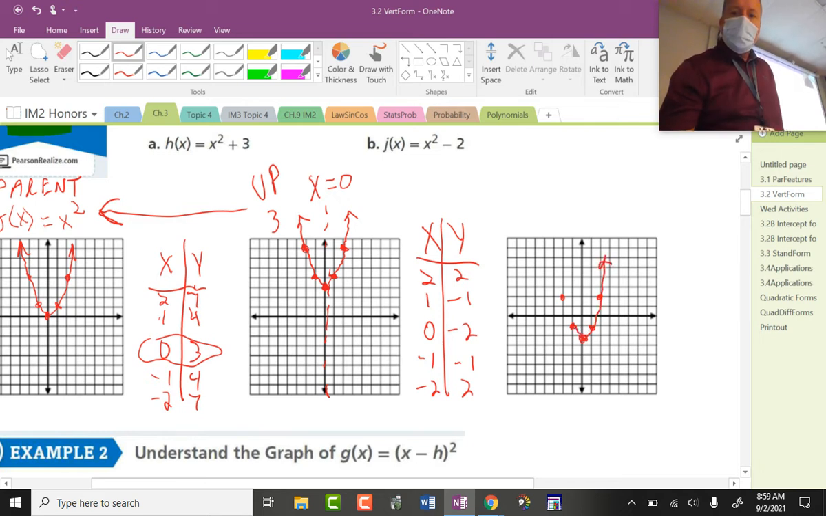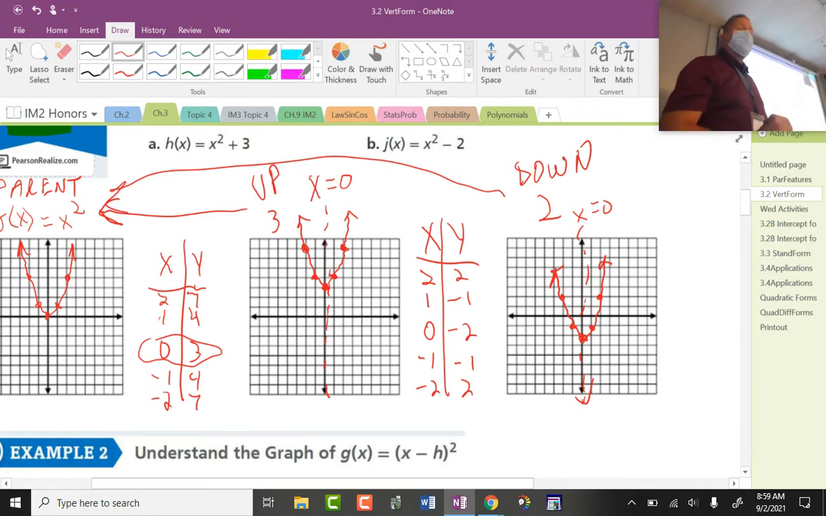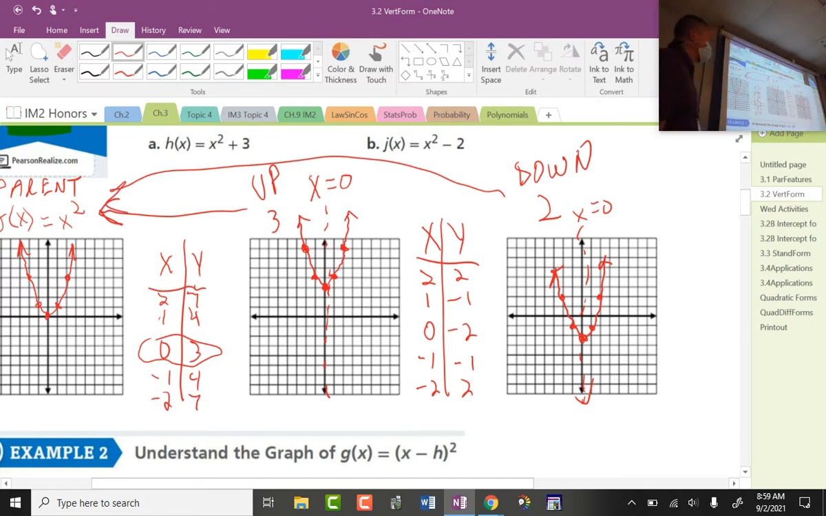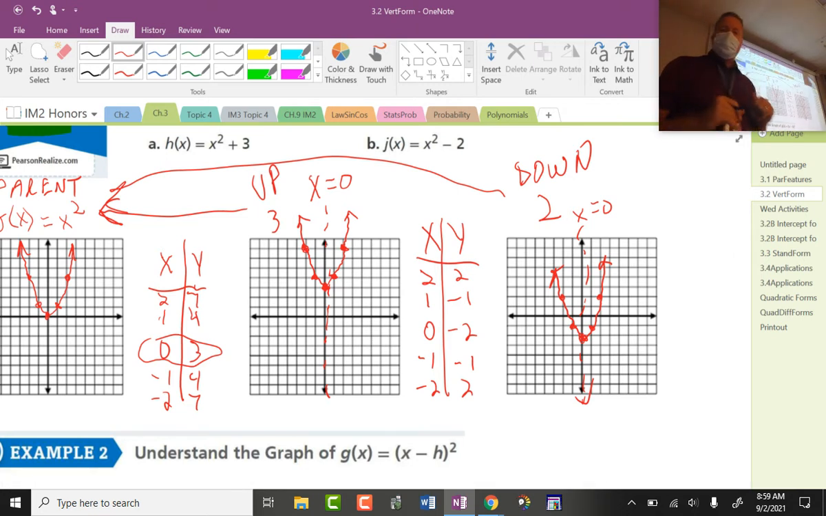Same shape. Axis of symmetry. Still x equals 0. But it is moved down 2 compared to the parent. And I'll draw that line. Comparative to the parent, we would say this moved down 2. And that's actually what's happening in this special case, or these cases. Let's say special, but may I move on?